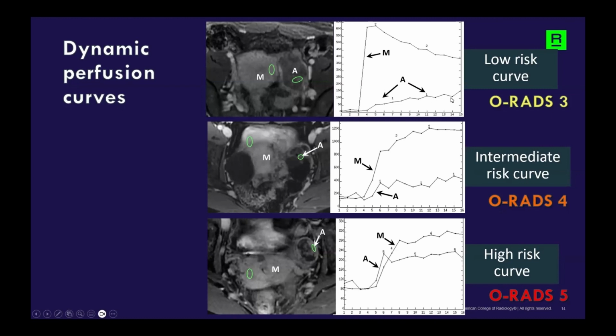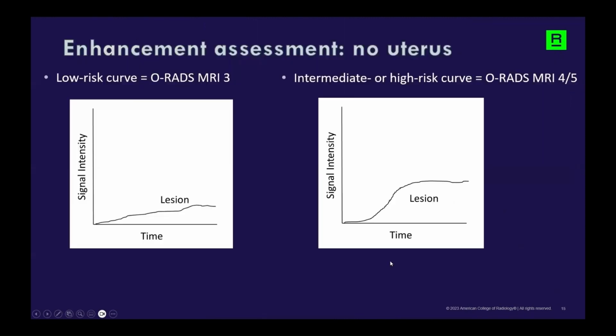If you have a flat curve with no shoulder, it's a low risk curve. If there's a shoulder and the enhancement is less than the myometrium, it's an intermediate curve. And if there's a shoulder and the enhancement is greater than the myometrium, it's a high risk curve. If you don't have a uterus, you can still differentiate O-RADS 3s from 4s and 5s simply by the shape of the curve. If you have a curve that has no shoulder, it'll be a 3. And if it has a shoulder, you're going to put it into a 4 or 5 category. But you cannot tell whether it's a 4 or 5. You just have to group them together.